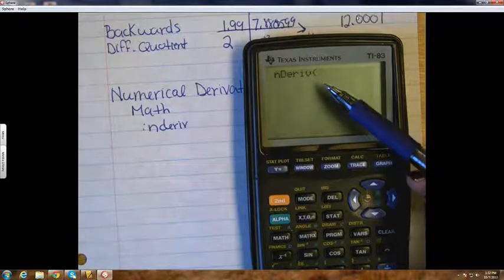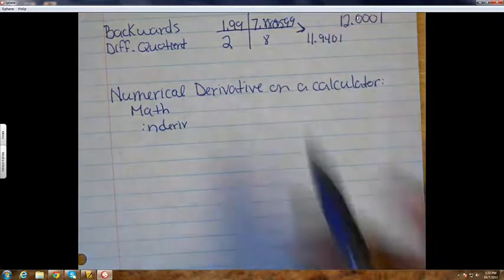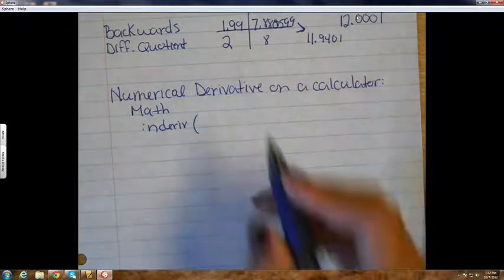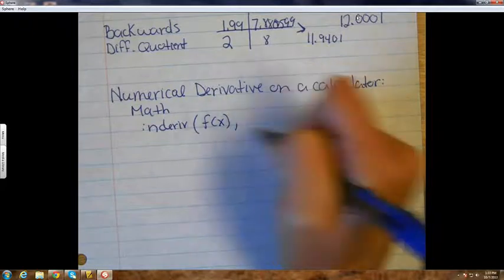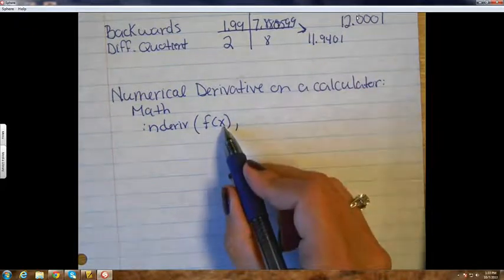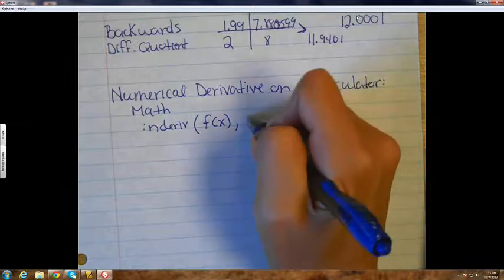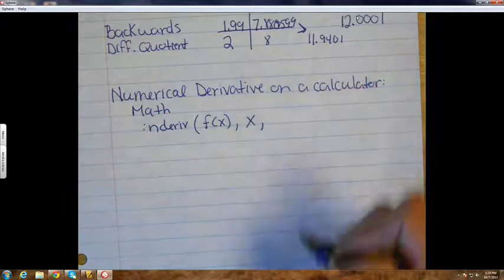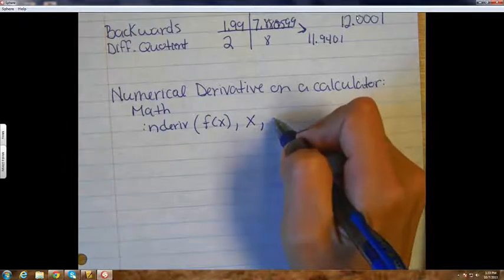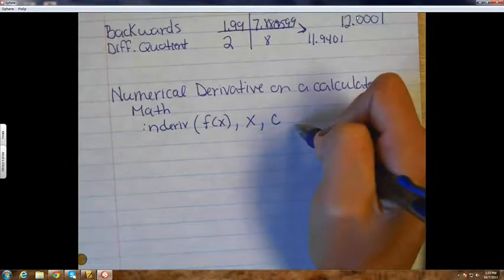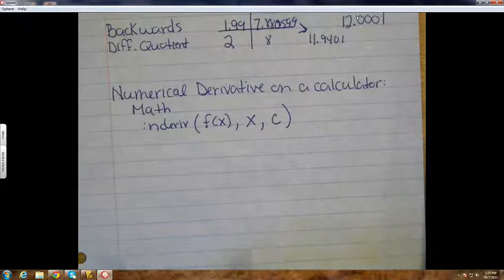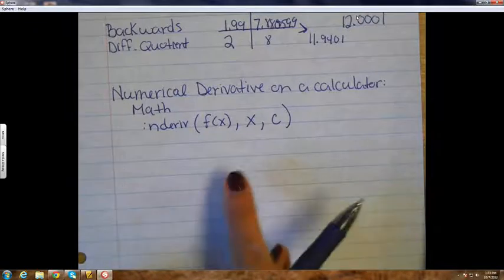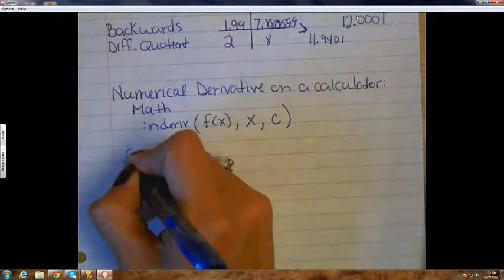But what you have to feed this program, you have to first give it the function that you're working with in terms of x. Then you have to tell it which letter you put in your function, and we're just going to stick with x's, so you're always going to put in x next. And then you have to tell it which x value you want the derivative at. You feed it the c value. So even on the other operating systems, you still have to give it the function, the variable x, and then a number for c.